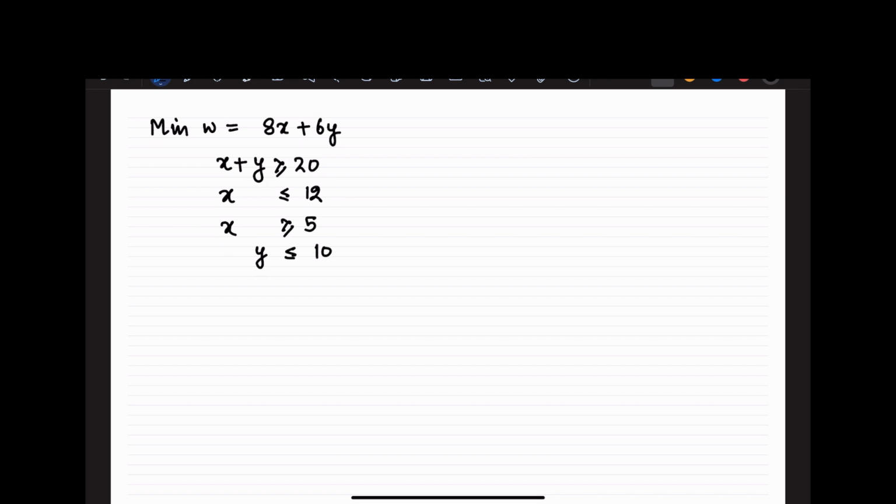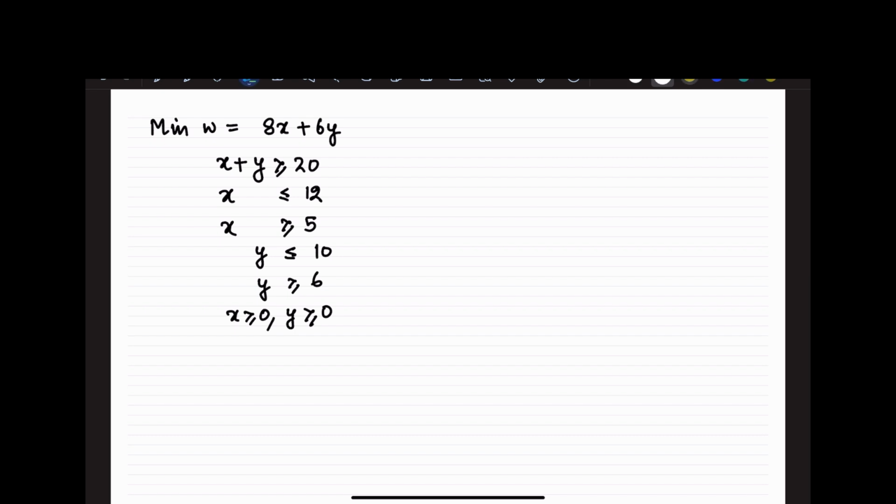Now let us see one more example. Let's say the problem is to minimize W, that is equal to 8x plus 5y. Now the constraints are that x plus y is greater than 20, x is less than equal to 12, x is greater than equal to 5, y is less than equal to 10, y is greater than equal to 6, x is non-negative, and y is also non-negative.